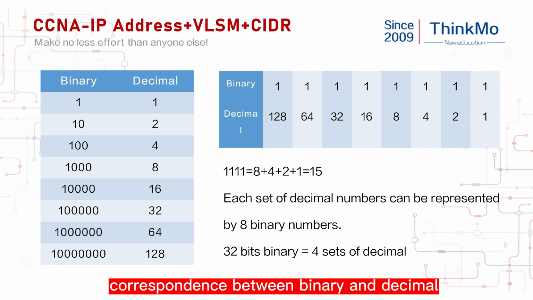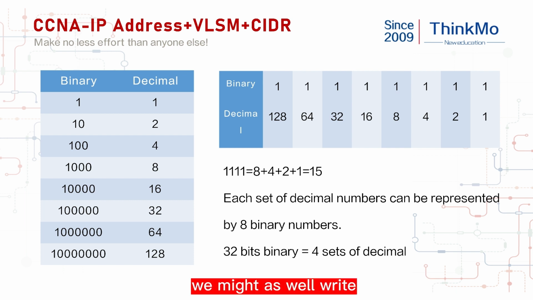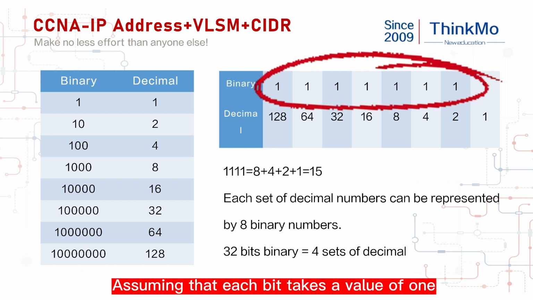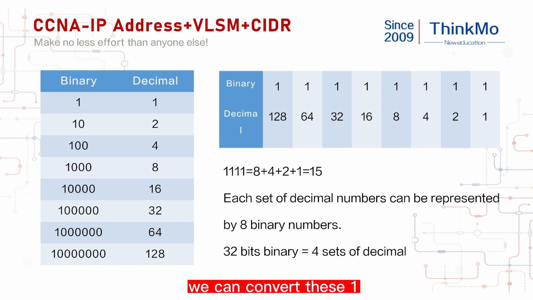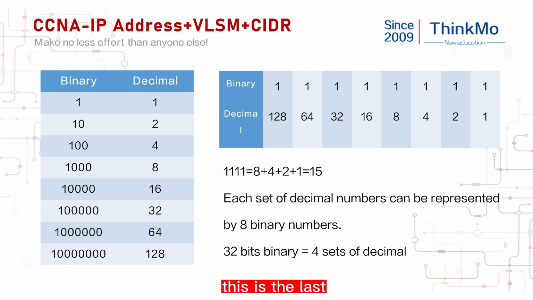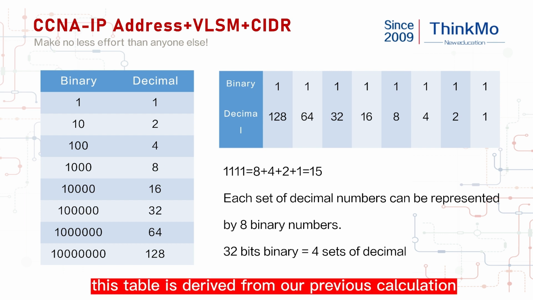The correspondence between binary and decimal. We might as well write it out, assuming that each bit takes a value of 1. We can convert these 1s. When the last digit is 1, it represents 1. Then here is 2, here is 4, then going forward, 8. This table is derived from our previous calculation.